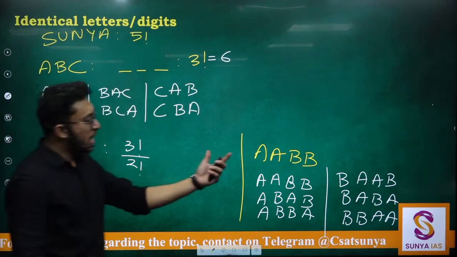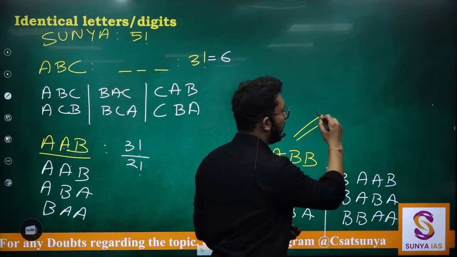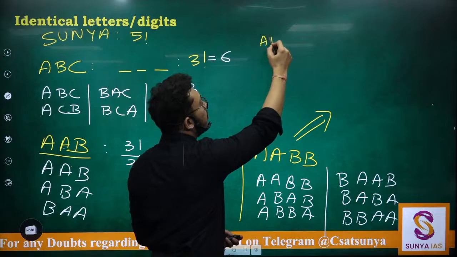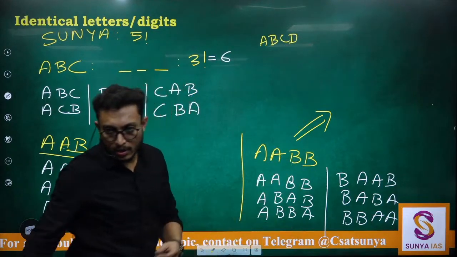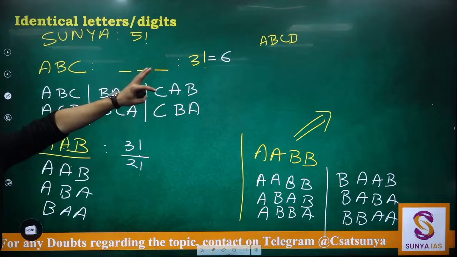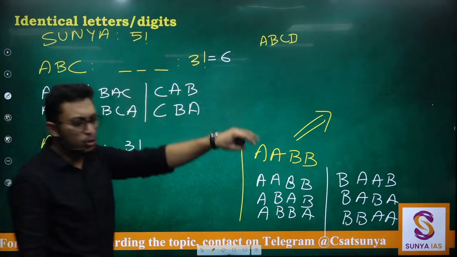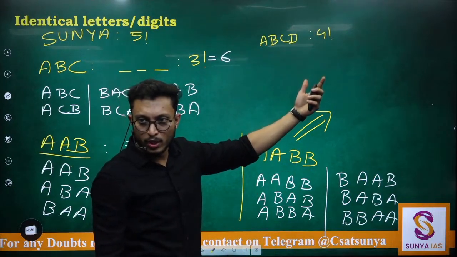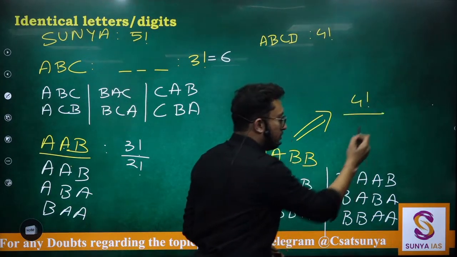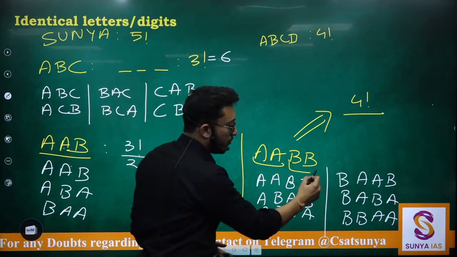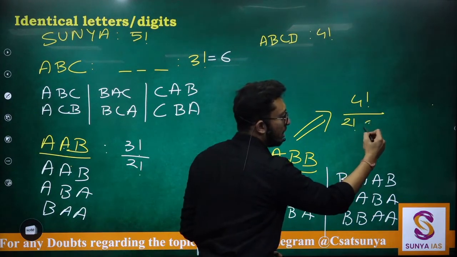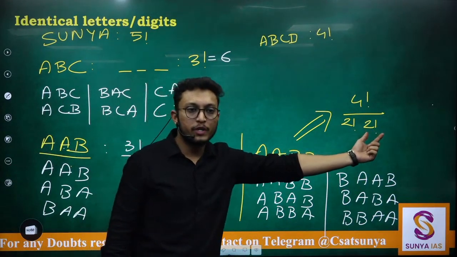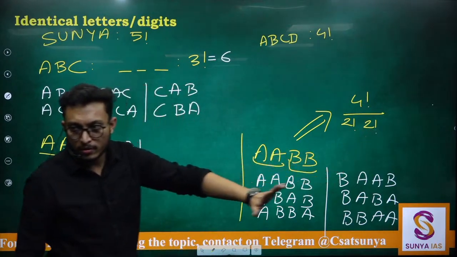ठीक है. यहां पर had all these 4 been different, अगर ये ABCD होता, how many numbers या how many arrangements were possible? Total 4 factorial बन जाते. Total 4 factorial arrangements were possible, but these two are repeating and these two are repeating. So divide by 2 factorial and 2 factorial. This 2 factorial for A, this 2 factorial for B. We just divided it. Is this clear?